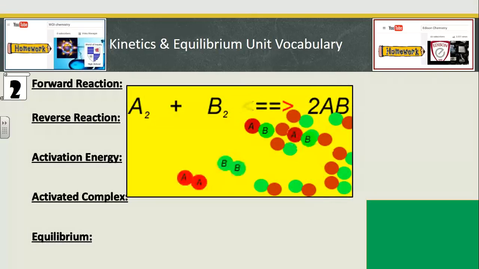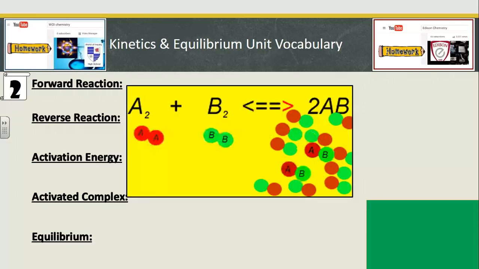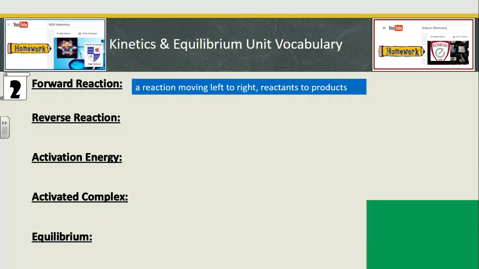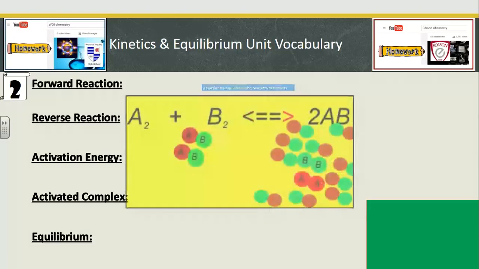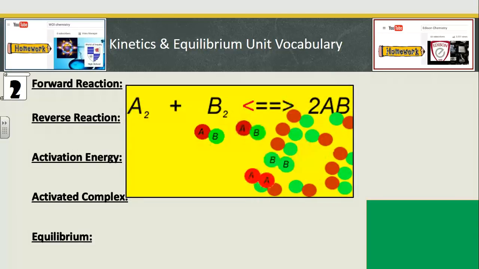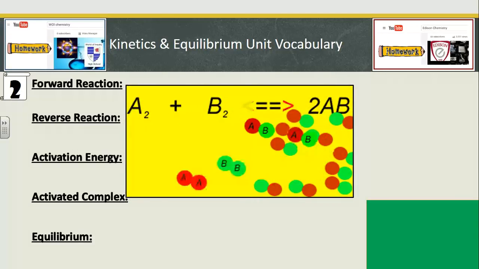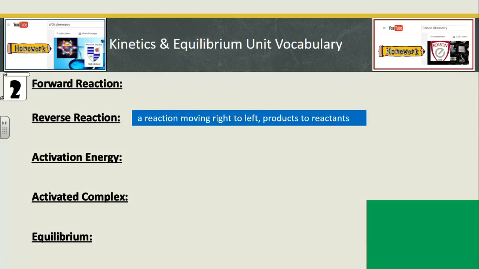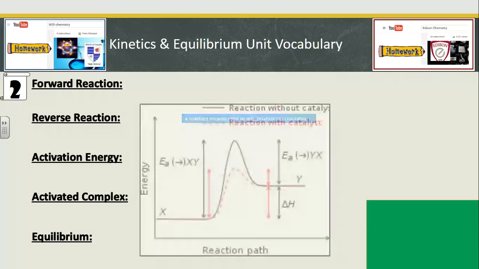Forward reaction is when we look at a reaction from left to right. Reactants make products. The typical reactions we've been seeing all year long, they are forward reactions. A reverse reaction is new. This is the reaction moving right to left. This is products to reactants as well, but these two overlay and we get what we call an equilibrium. So reactions can run in reverse, is my point.